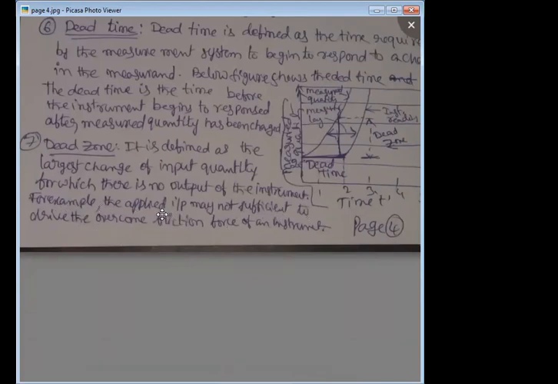For example, the applied input may not be sufficient to drive the overall section of the instrument. In some cases the instruments have frictional forces. Suppose we are applying the input, but due to friction in the instrument, it does not respond. We have to increase the input value to overcome that friction. Then only the instrument responds.